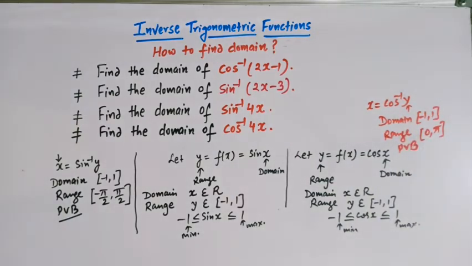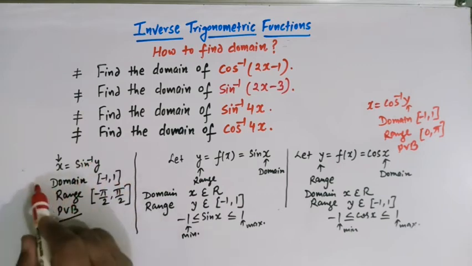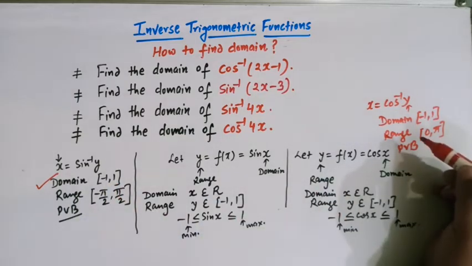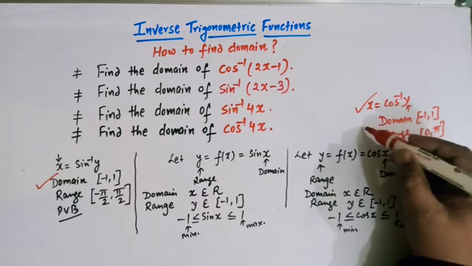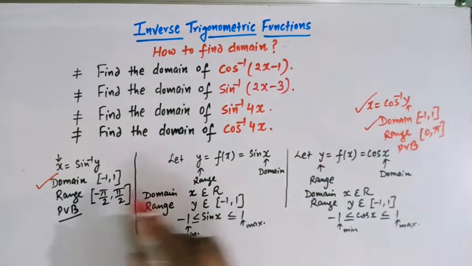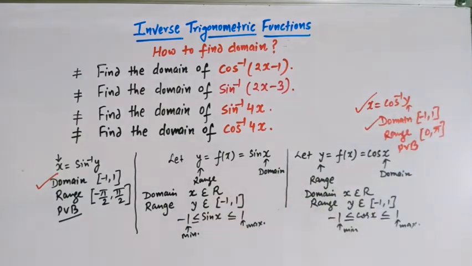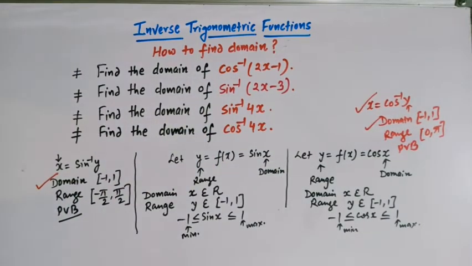So now we have discussed that the inverse sine function has the domain -1 to 1, and the inverse cosine function has the domain -1 to 1. So inverse sine and inverse cos have the same domain. Now, using this concept, let us solve these 4 problems.